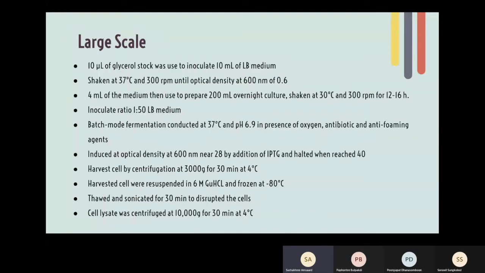For the large scale, the glycerol stock is inoculated in the ratio of 1/50 in the LB medium. Batch mode fermentation is conducted, and the cells are harvested and lysed for the next step.